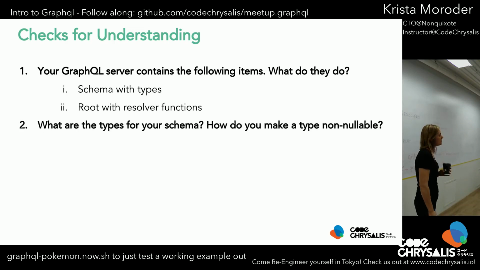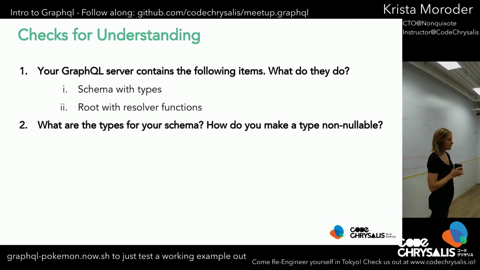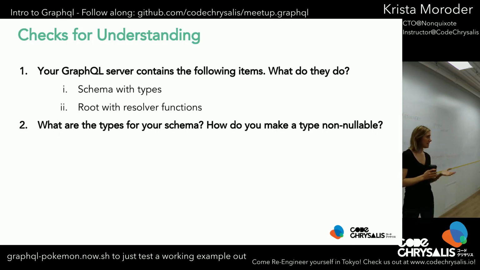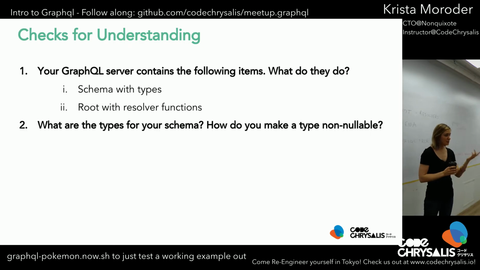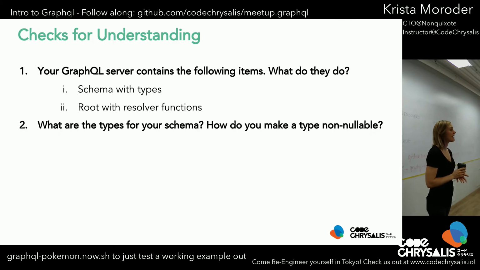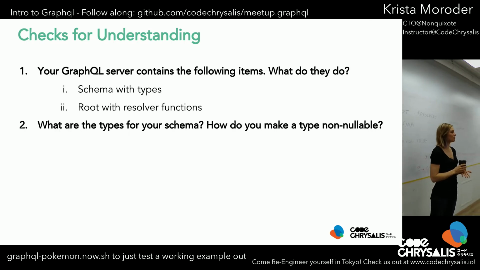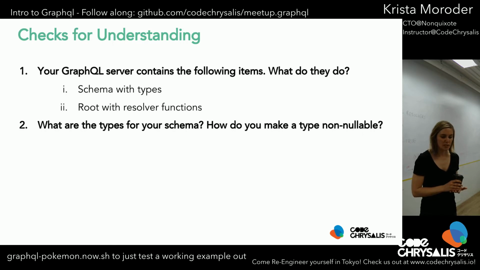What are some of the types for your schema? What do you think? String. What else? Integer. What else? Boolean. What else? Timestamp. I think so, yeah. What else? Text? Yeah, like string. What else? ID. And float. Float's another one. How do you make a type non-nullable? How do you make it required?